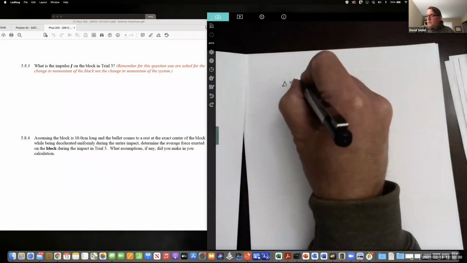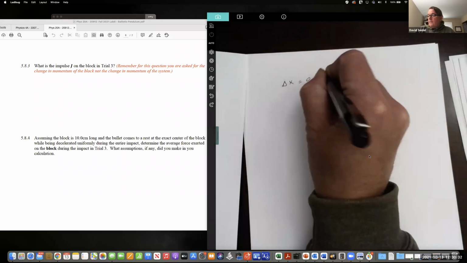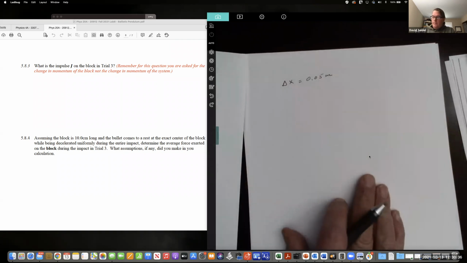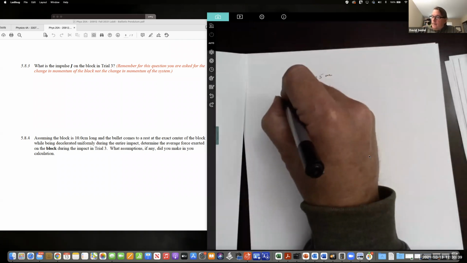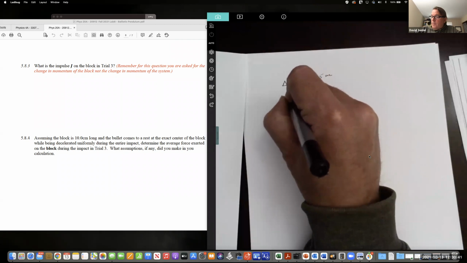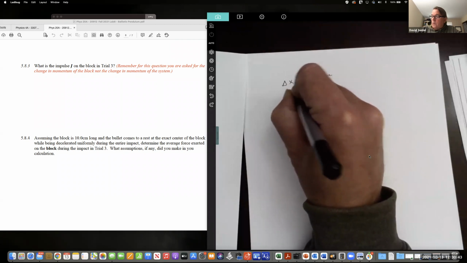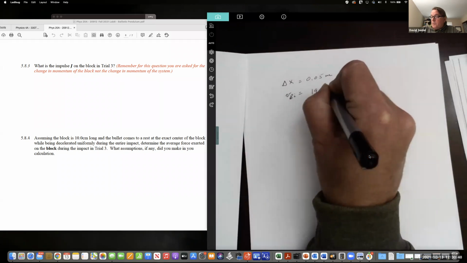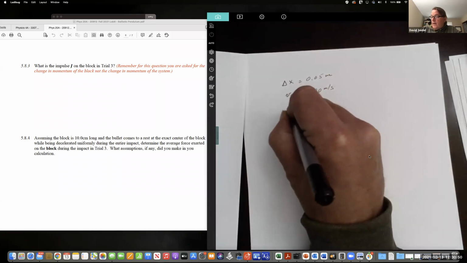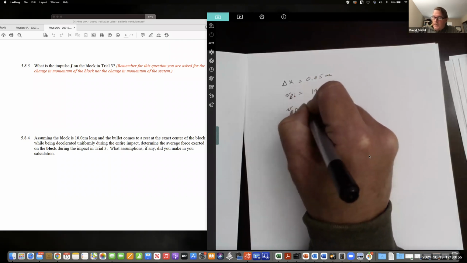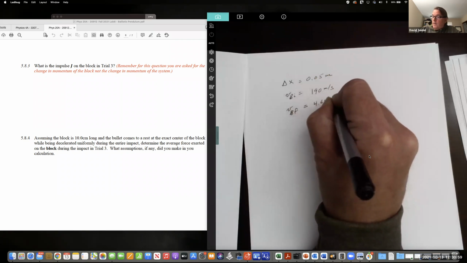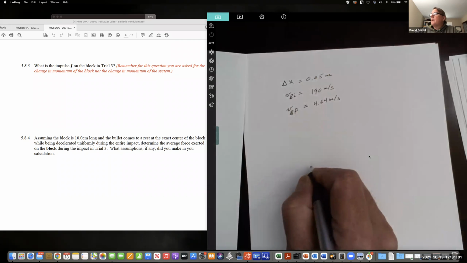Delta X was equal to 0.05 meters, 5 centimeters. The initial velocity of the bullet is equal to 190 meters per second. The final velocity of the bullet was equal to 4.64 meters per second.